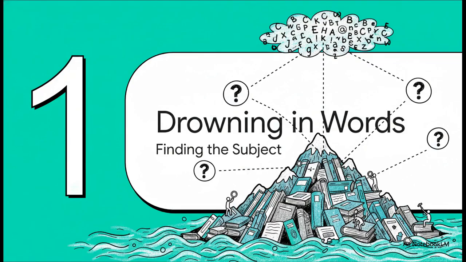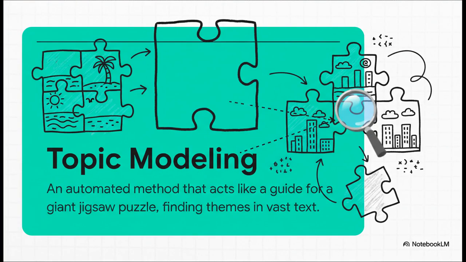Okay, so where do you even start? Let's tackle the biggest, most fundamental challenge first. When you're staring at a literal mountain of text, how do you begin to figure out what the main subjects of conversation even are? Well, the answer is something called topic modeling.